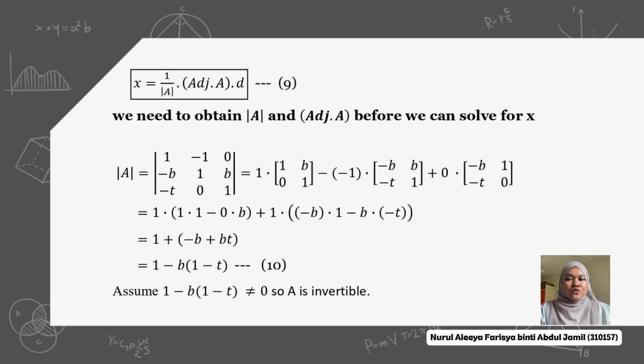Combining this, we get 1 plus the quantity negative b plus bt. Factoring out the b, our final determinant is 1 minus b times the quantity 1 minus t. We must assume that this expression is not equal to 0, confirming that matrix A is non-singular and invertible.